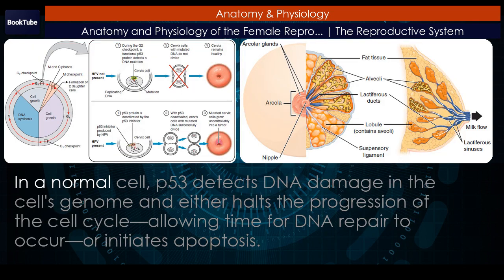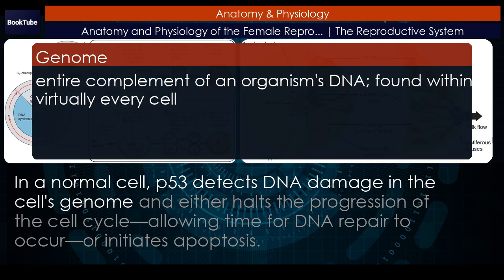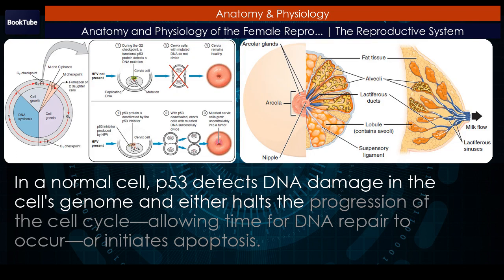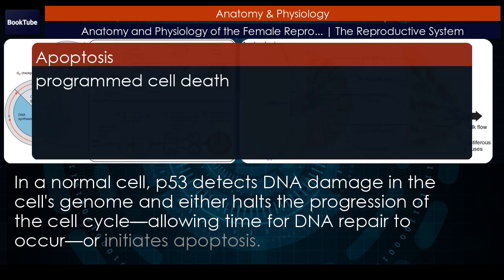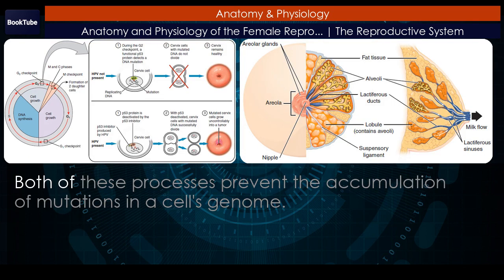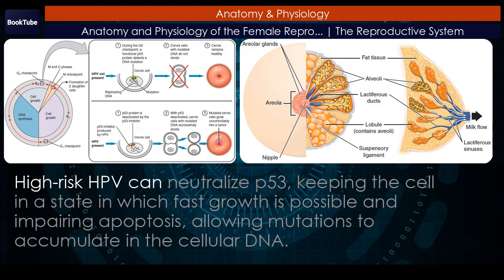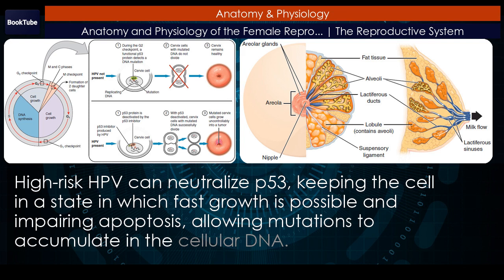In a normal cell, p53 detects DNA damage in the cell's genome and either halts the progression of the cell cycle, allowing time for DNA repair to occur, or initiates apoptosis. Both of these processes prevent the accumulation of mutations in a cell's genome. High-risk HPV can neutralize p53, keeping the cell in a state in which fast growth is possible and impairing apoptosis, allowing mutations to accumulate in the cellular DNA.